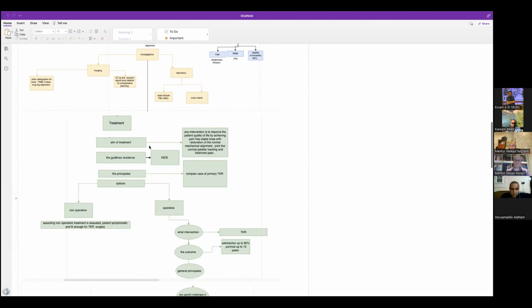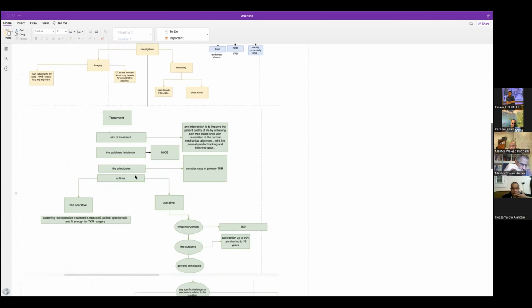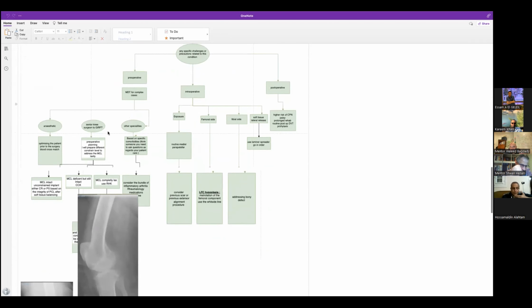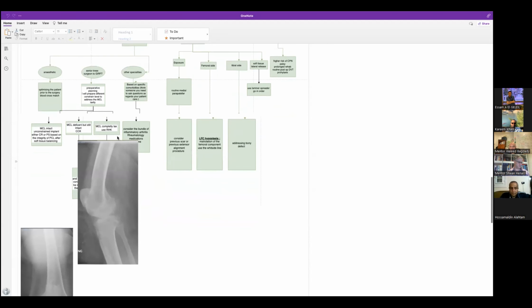Once you come to green, take a deep breath. My aim of treatment, the guidelines, the principles, the options. And then you mention the challenges in a very simple way. It's not necessary to go in depth in these details, but just to mention the anesthetic, that I need optimization, a senior knee surgeon to review the case, and other specialties if someone needs to be involved. Intraoperatively, I will do that. If you mention the senior knee surgeon as the first line, the examiner may be happy for you to tell him more about why you want a senior knee surgeon to do that. Yes, because these cases are more liable to complications like that.